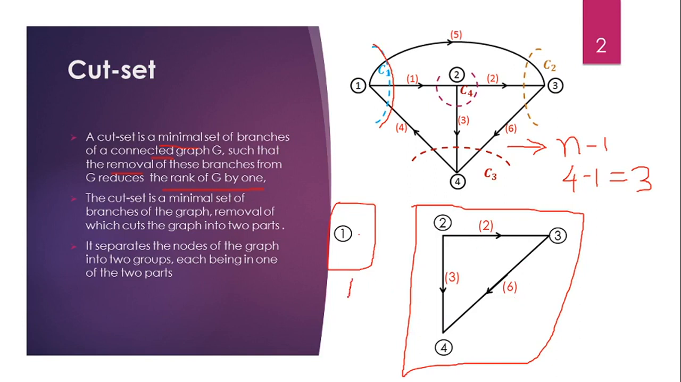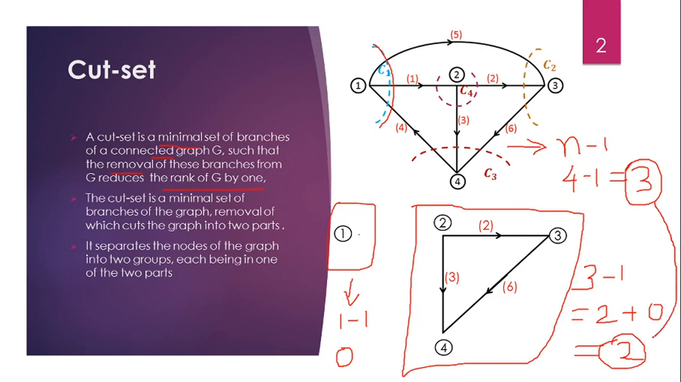The rank of the first subgraph: the number of nodes is only 1, so 1 minus 1 becomes 0. And the second subgraph has how many nodes? 3. So 3 minus 1 is 2. When we add the ranks of both subgraphs, the first subgraph has rank 0, so 2 plus 0 is 2. The original graph has rank 3. The sum of the ranks of the two subgraphs is 2. It means the rank is reduced by 1.